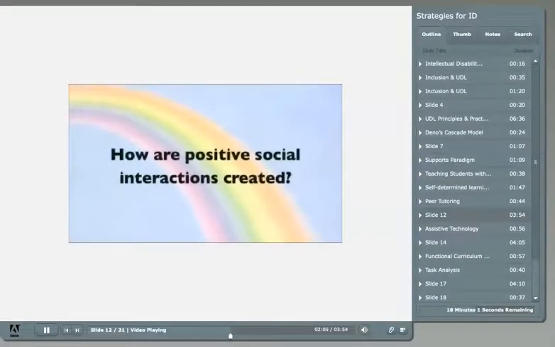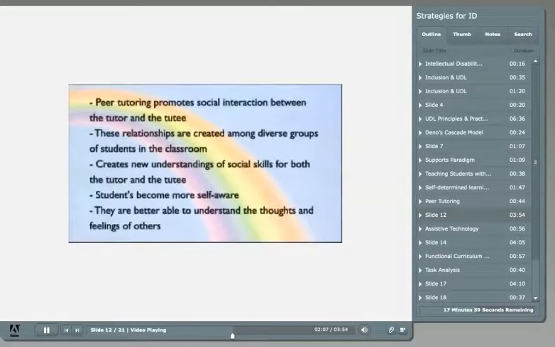How are positive social interactions created? Peer tutoring promotes social interaction between the tutor and the tutee. These relationships are created among diverse groups of students in the classroom, creating new understandings of social skills for both the tutor and the tutee. Students become more self-aware. They are better able to understand the thoughts and feelings of others.